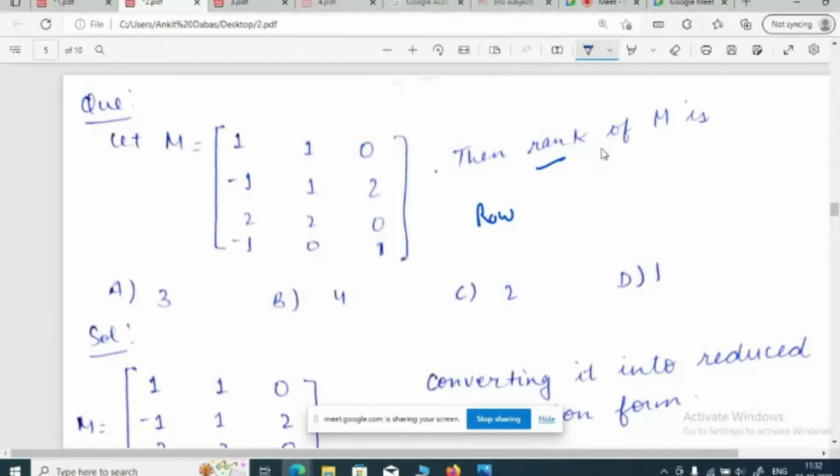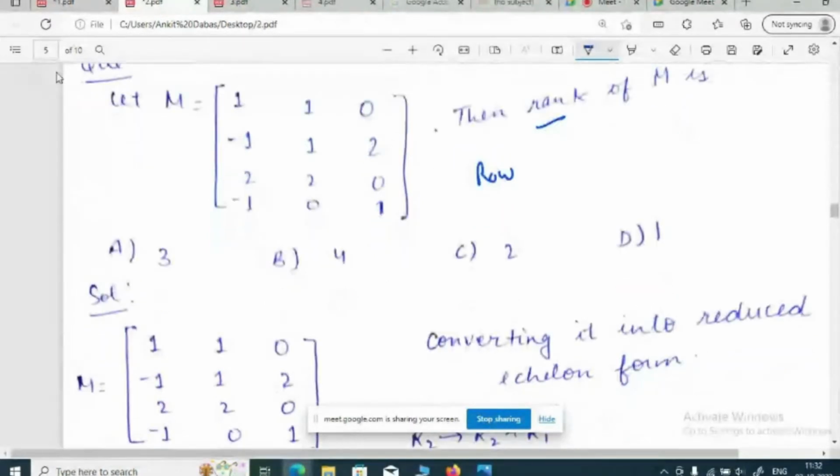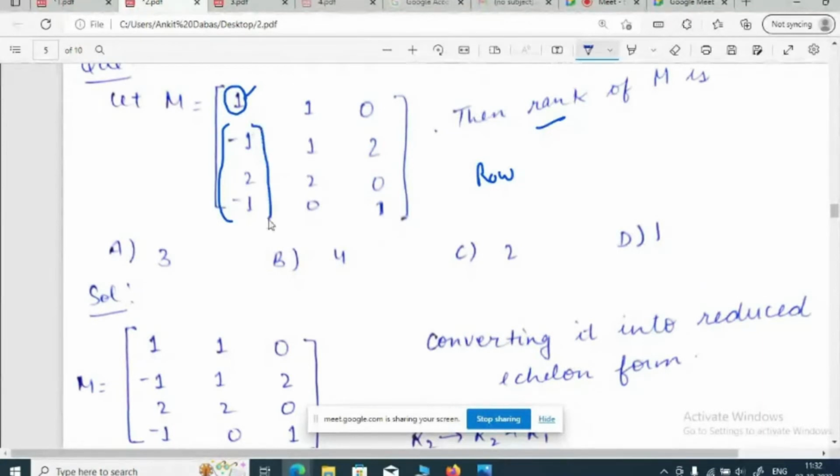So what we will do is, first we will check whether this entry is zero or non-zero. Because this is non-zero, we will convert all these three entries into zero. So R2 will change to R2 plus R1, because this is minus 1, so we will add R1 to this. R3 can be changed to R3 minus 2 times R1. We will have to multiply by 2 and then subtract. Again, because this is minus 1, we will directly add row 1 in R4.